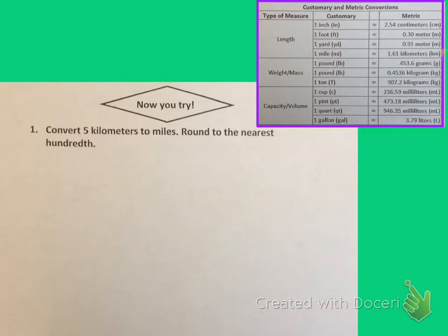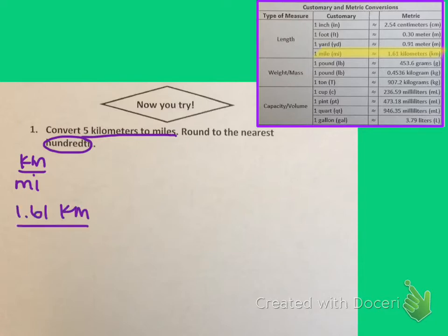Convert 5 kilometers to miles and round to the nearest hundredth. So again, I'm going to go ahead and just show how we're going to set up our ratio. We're doing kilometers over miles, and I'm going to look in my table and find where kilometers and miles are listed, and I found it right there. So for every 1 mile there is 1.61 kilometers. So I'm going to go ahead and write that first. 1.61 kilometers for every 1 mile equals, and then I have 5 kilometers and an unknown number of miles. So I'm going to put X miles.